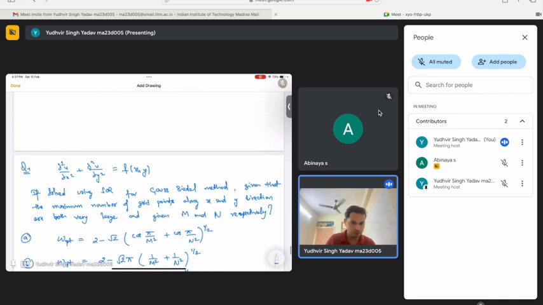So in this question, you have to choose which one of the following options is the correct one when we use the SOR method or the Gauss-Seidel method, given that the maximum number of grid points along the x and y direction are both very large and represented by capital M and capital N.